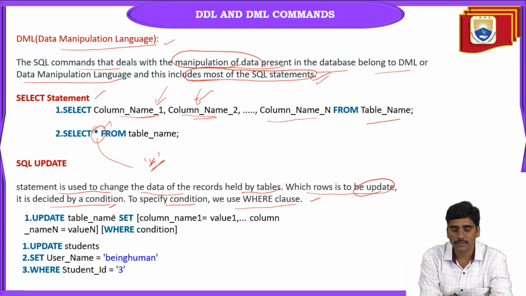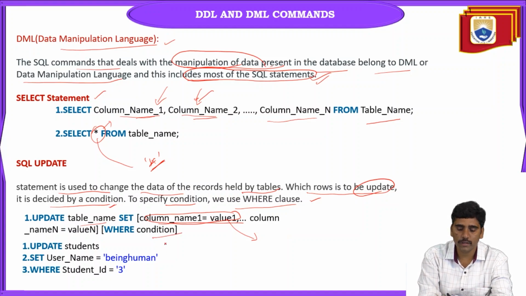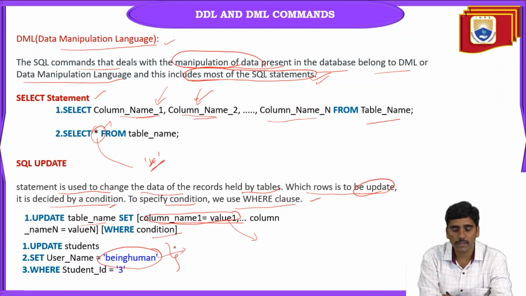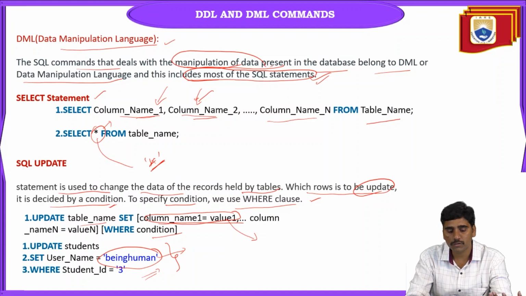Here you can see the syntax: update table name, set column name equals value 1, and so on. You specify which columns you want to modify, up to column n equals value n, where condition. The example is: update students set username equals 'being human' where student id equals 3. So whoever has the id equal to 3, their name is updated to being human.